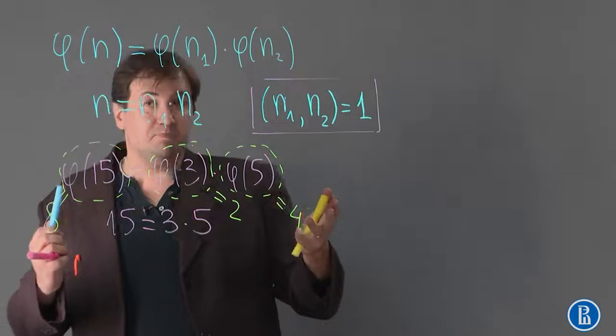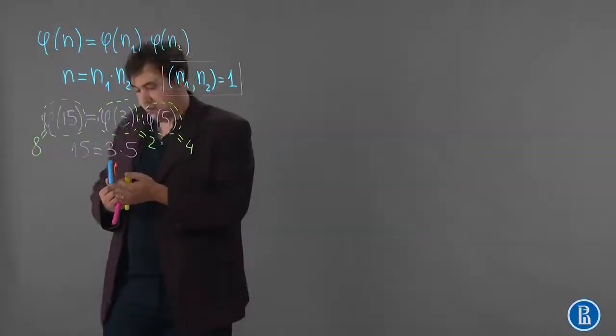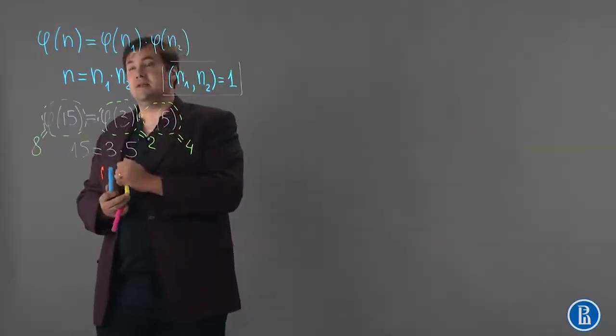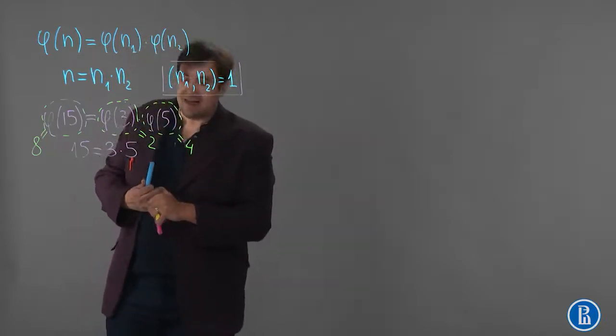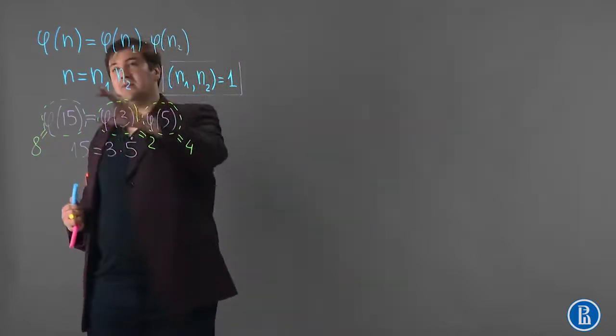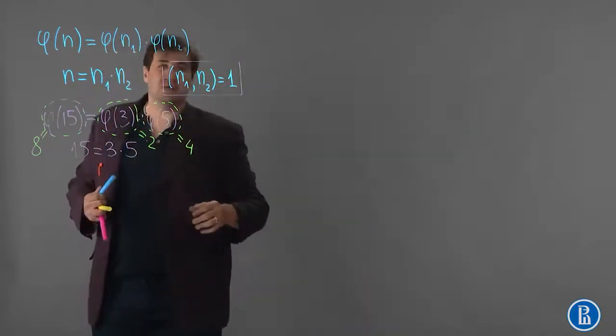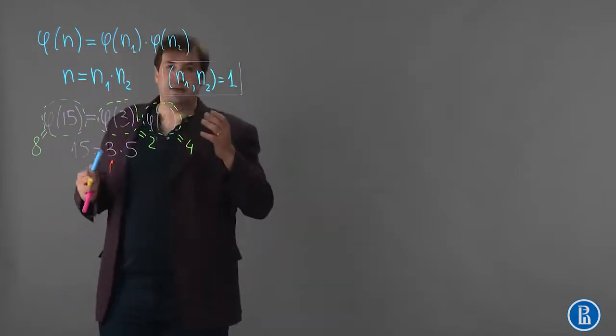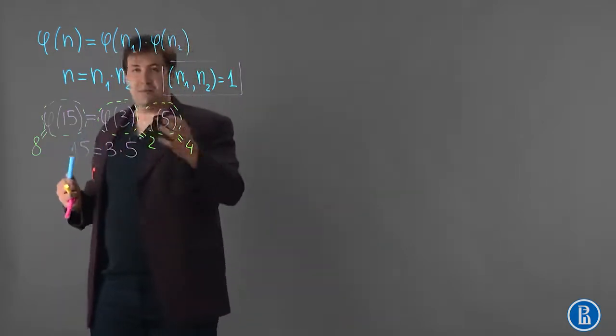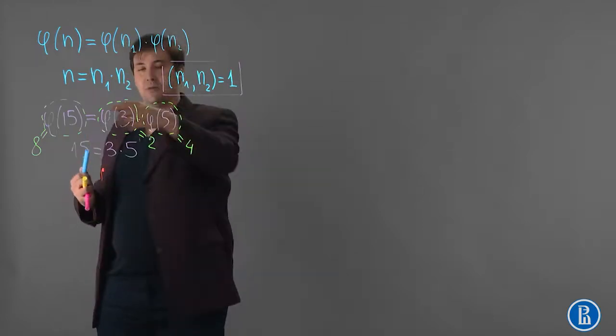Okay, so this property is called multiplicity. The function for which this property holds is called multiplicative. So we say that phi is a multiplicative function because this property holds.